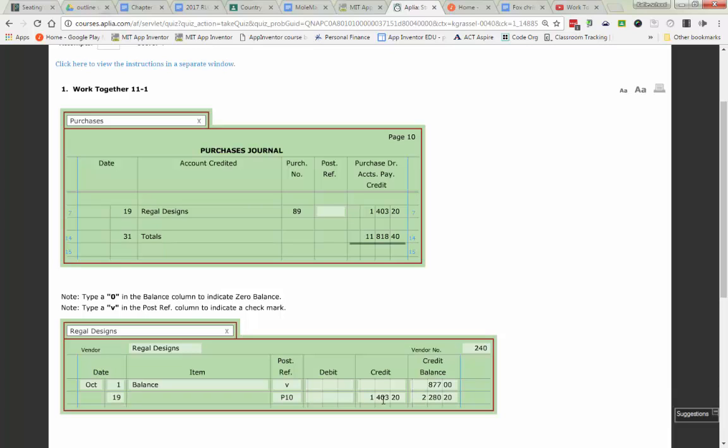Yes. Again, I'm adding them because they're 2 credits. If it was a debit and a credit, I would subtract. 2 credits you add, 2 debits you add, a debit and a credit you would always subtract.